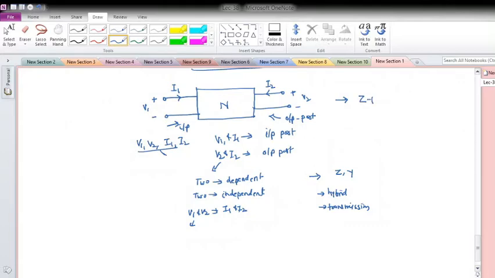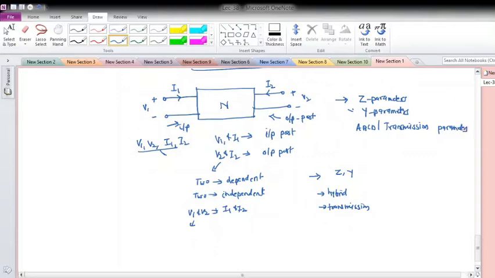One is your z parameter, then there will be the y parameters, then ABCD parameters, which are called transmission parameters, fine. Then inverse transmission parameters or inverse ABCD, then named hybrid parameters, and also inverse hybrid parameters.